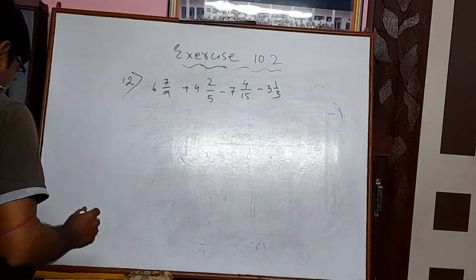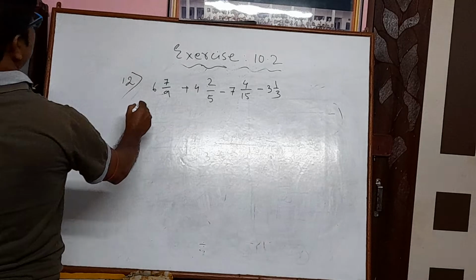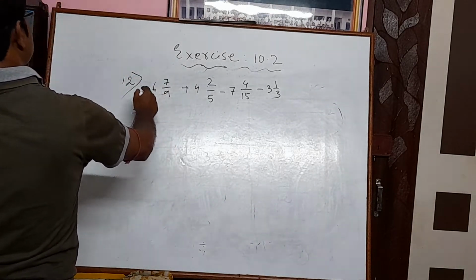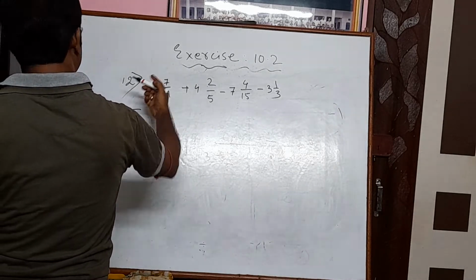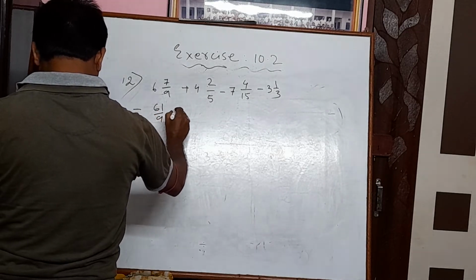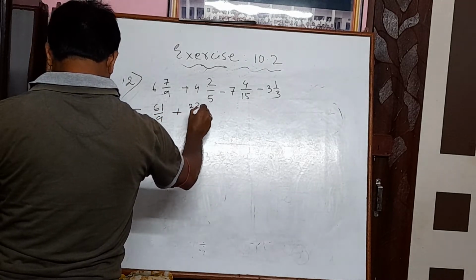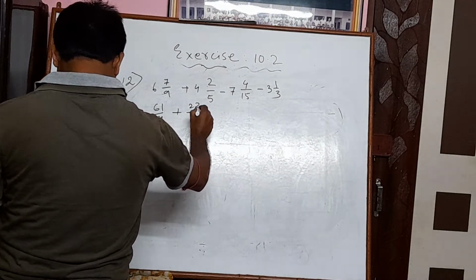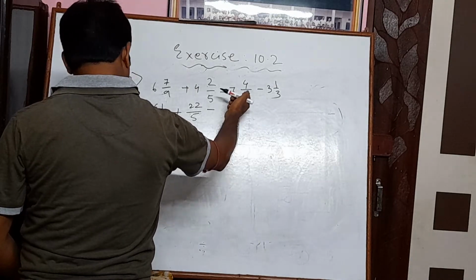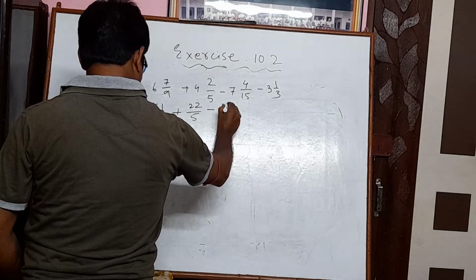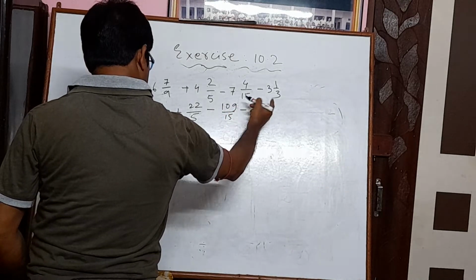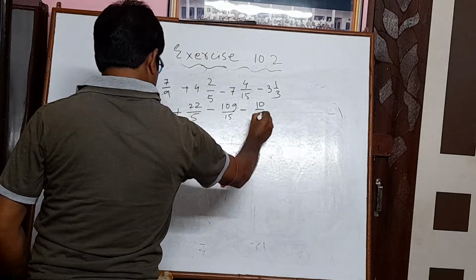Now the same process: convert the mixed fractions into improper fractions. 6 nines are 54, plus 7, 54 plus 7 is 61. So 61 by 9 plus 22 by 5 minus, this will be 105 plus 4 is 109, so 109 by 15 minus, 3 threes are 9 plus 1, 10 by 3.